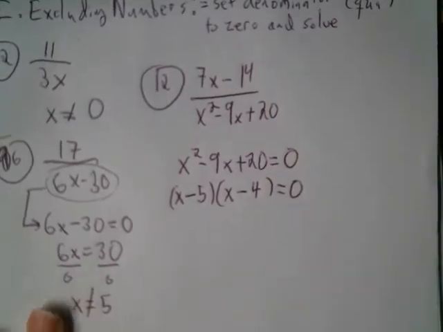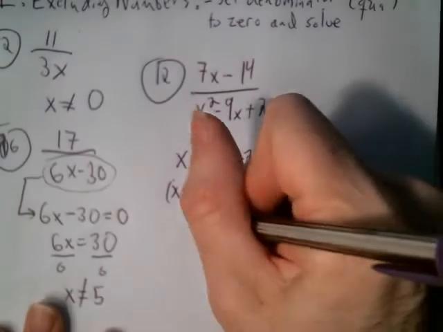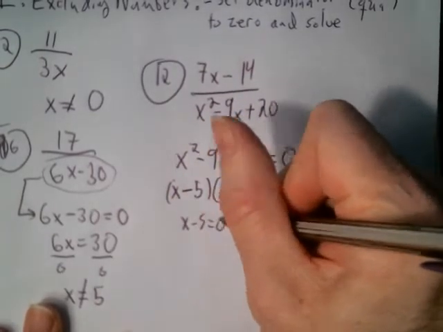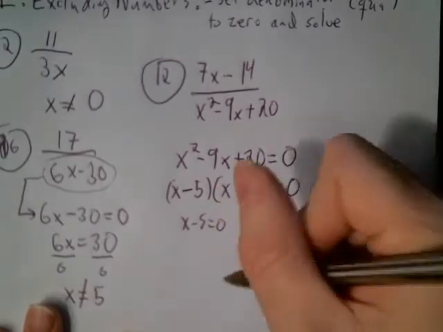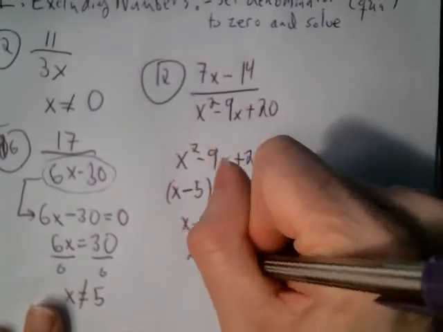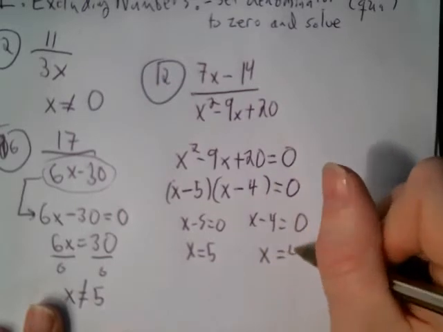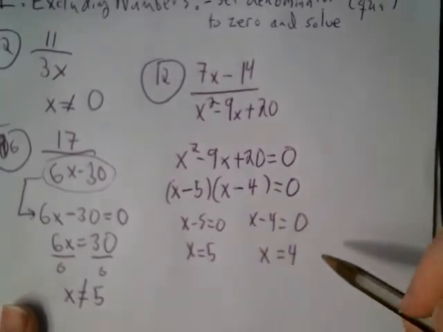Okay. And then I can take each and set them equal to 0. So x minus 5 is 0, or x minus 4 is 0. And then add 5 to both sides. So x is 5 or x is 4. Okay. So these are the restricted values.